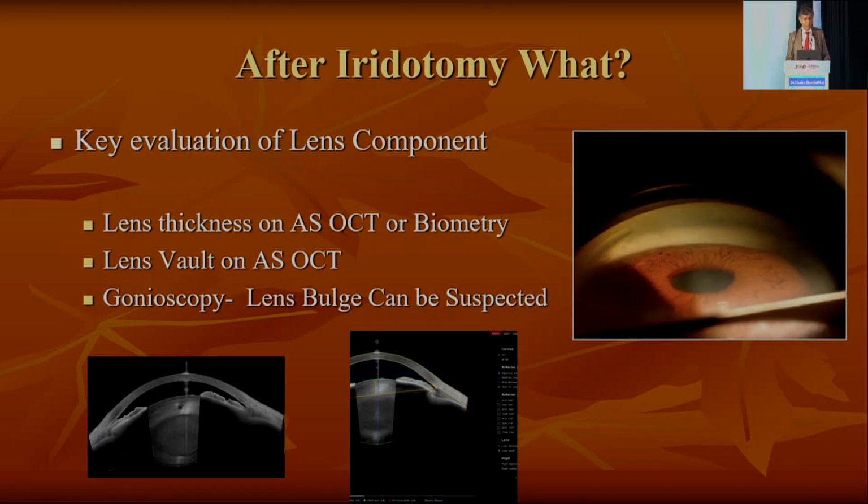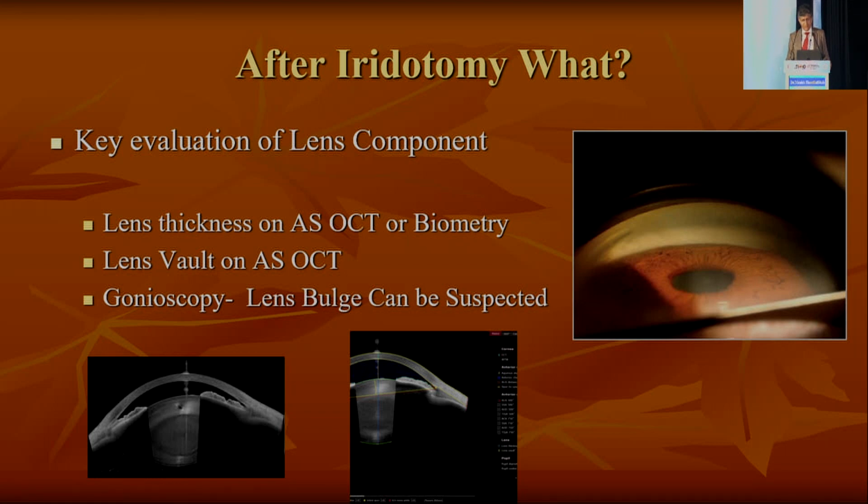Evaluation of the lens component is extremely important in angle closure. You can see the lens thickness on ASOCT, as you can see in these images, or you can use the biometry, which all of us have, and usually we get a lens thickness. Any lens thickness which is more than 5 or 5.5 is very significant. You can also study the lens vault on ASOCT. The lens vault is derived by drawing a line between the ciliary bodies on both sides and seeing how much of the lens is anterior to that line.